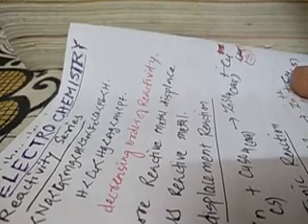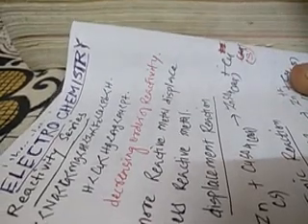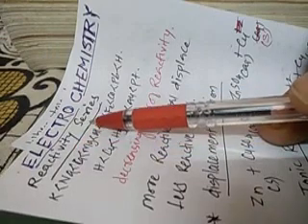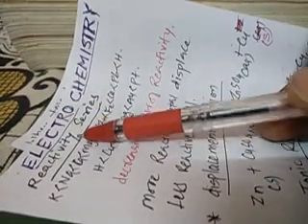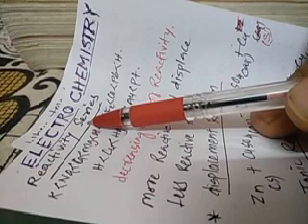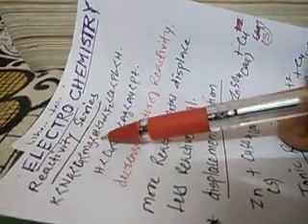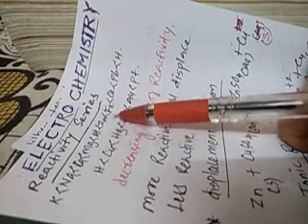Hello, my dear students. Today we are going to start a new chapter called electrochemistry. To study electrochemistry, we need to revise the last 10th standard topic, which is known as the reactivity series. The reactivity series is the series of elements in which the elements are arranged in decreasing order of their reactivity.